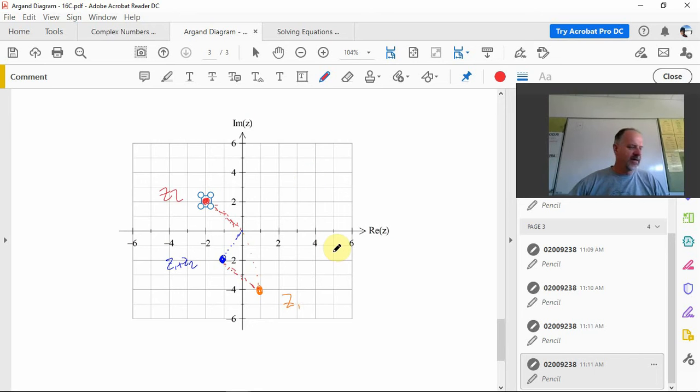So that's about it for Argand diagrams. There are some more types of graphing that we can do with complex numbers, but for the moment, that's where we're going to leave it. So, as always, have fun.